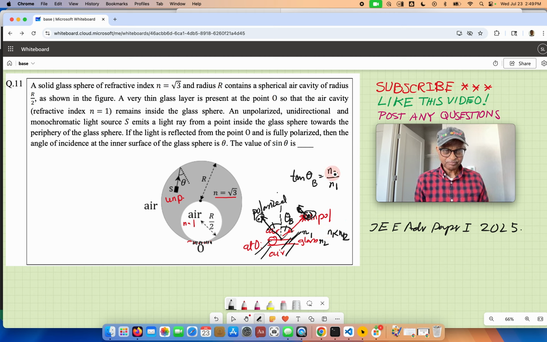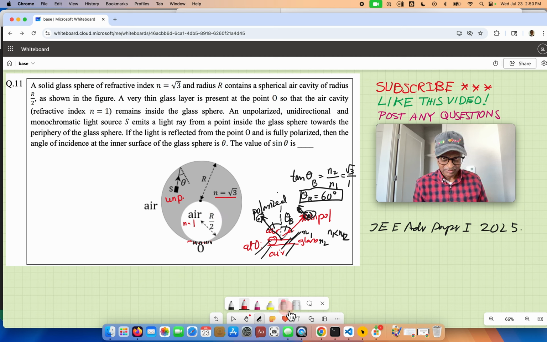So if you look at it, n1 is equal to 1, and n2 is given as square root of 3. So theta B is 60 degrees. This is important, because it makes the entire problem very simple, since the way all the rays work out is very simple. Let's draw rays and see where we go.